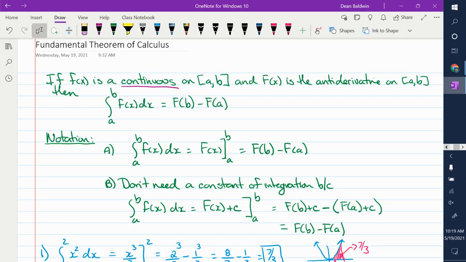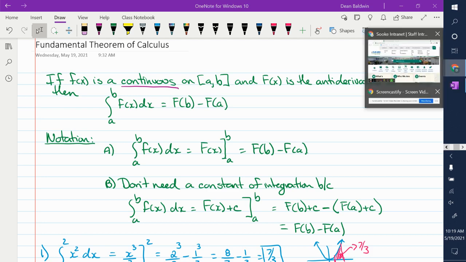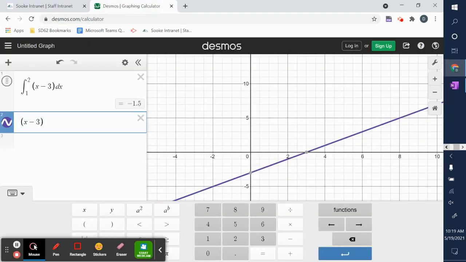When we did the definition of the fundamental theorem, we said f of x has to be continuous on the interval AB. So why is that important? If we look at this function here, x minus 3, and by the way, you can go into Desmos and use the integral, and it will actually give you the answer, so you can check your work. But this is essentially saying x minus 3 is a straight line between 1 and 2. So it makes sense we get a negative number. It's negative 1.5, because it's below the x-axis.